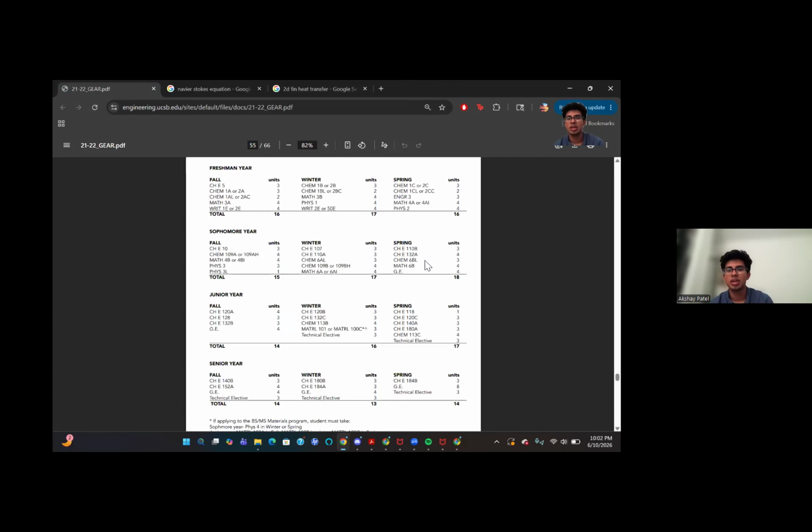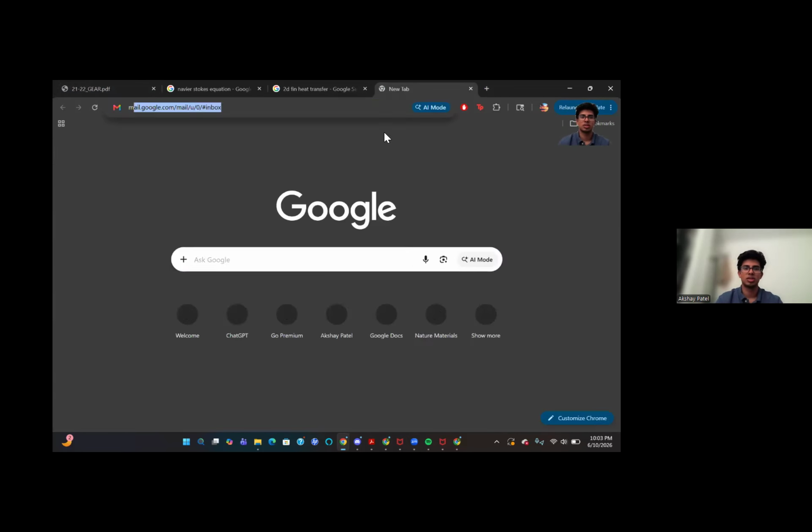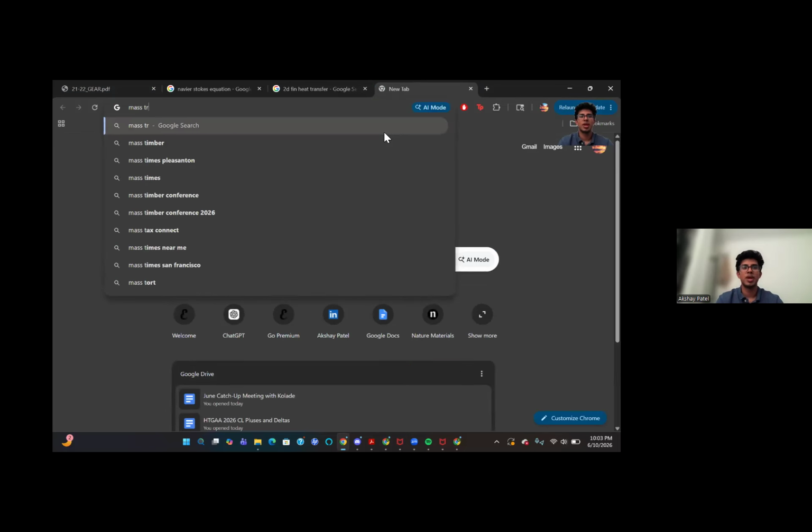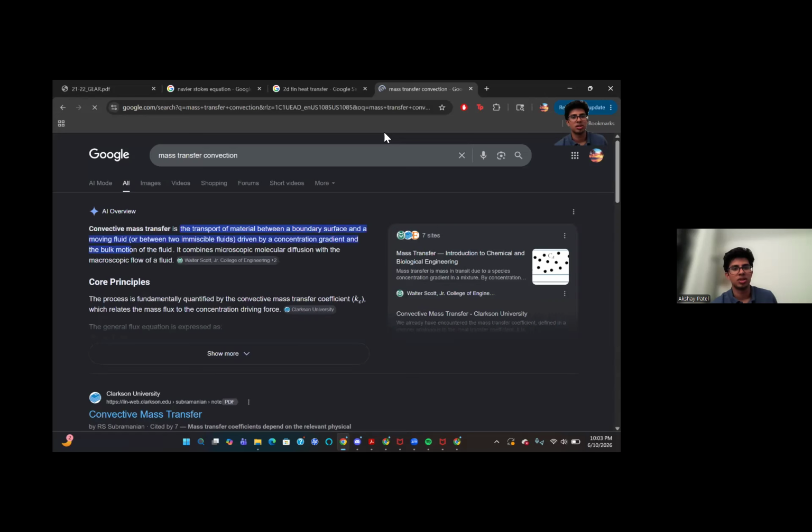Okay. And then your mass transfer class. Let's see. So mass transfer is like how physical molecules would flow from point A to point B, like through diffusion, which is just on its own, or maybe through other forces that might do it. So like convection.